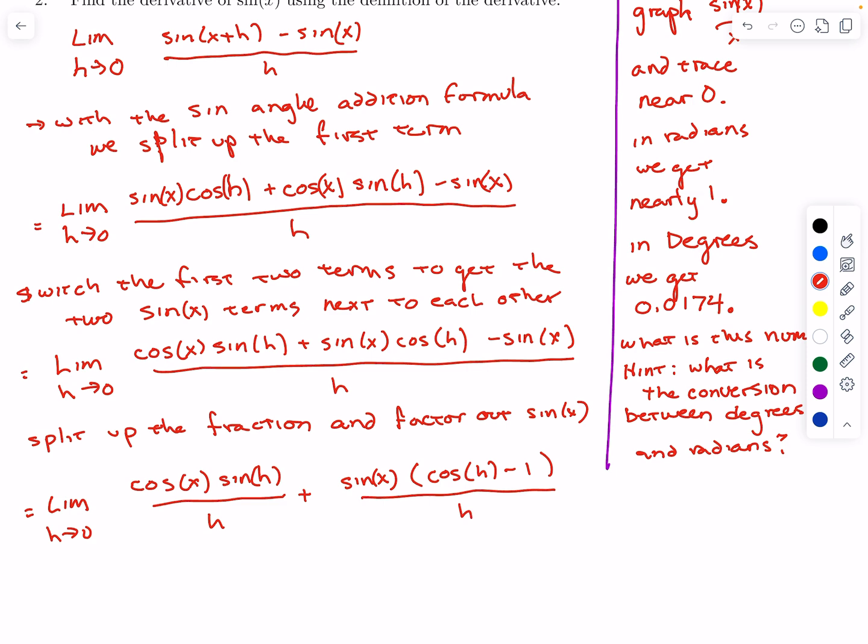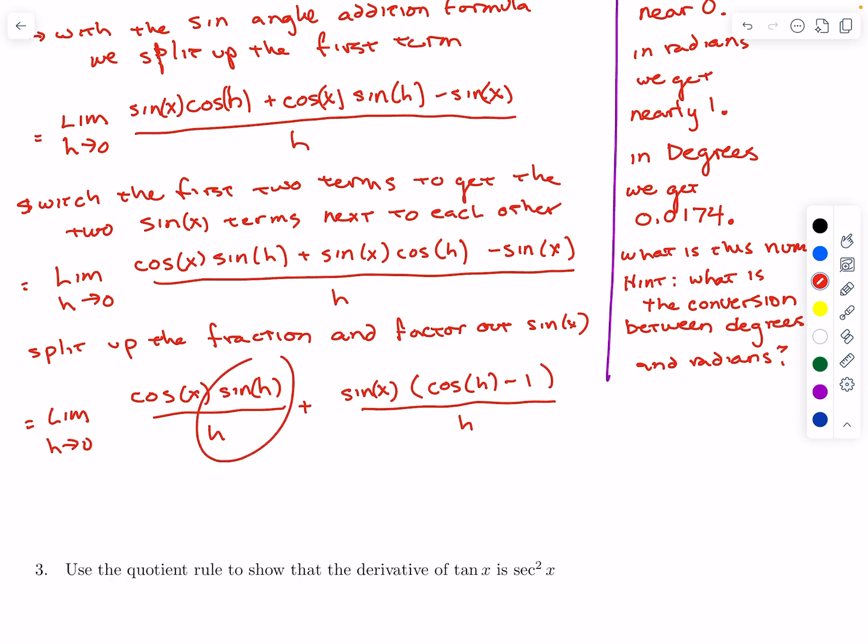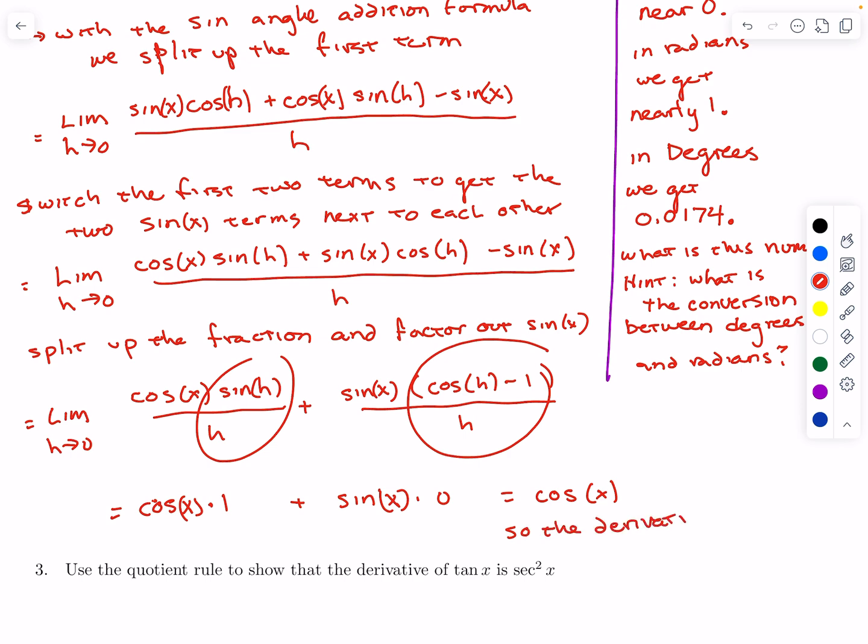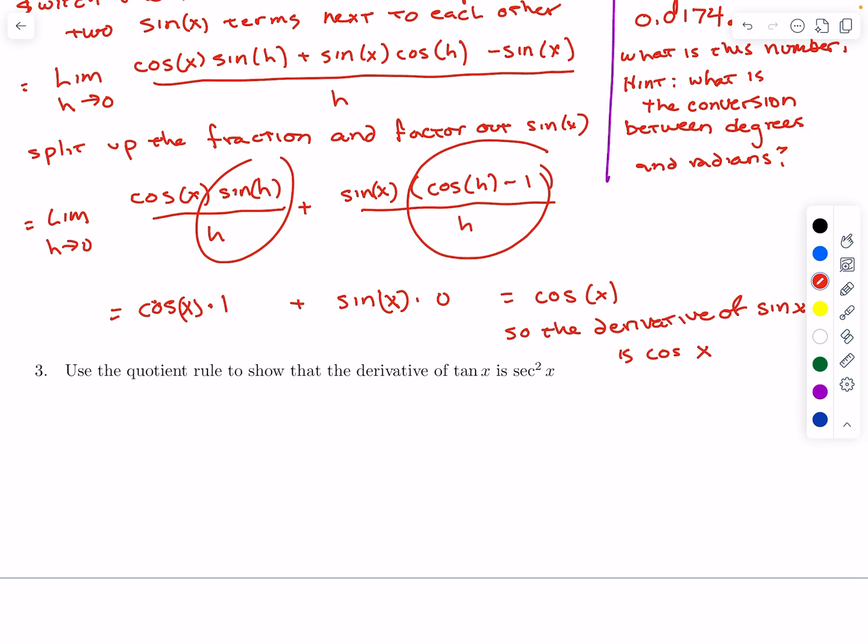Okay, so what have we got? We have this up at the top was 1 in radians. And this, regardless of no matter what, is 0. So we just have cosine x. All right, parentheses. Okay, so the derivative of cosine is very similar. Yeah, we'll take it on faith.